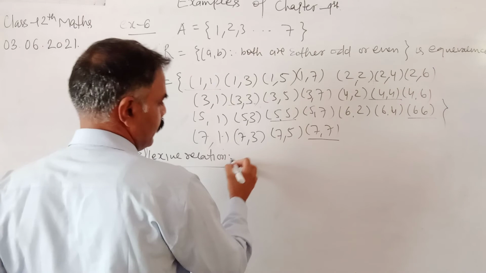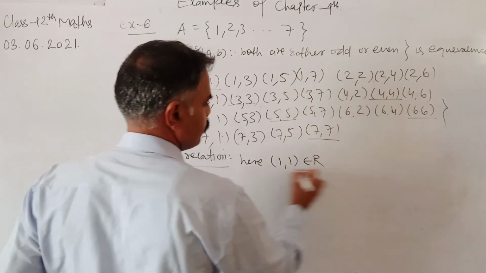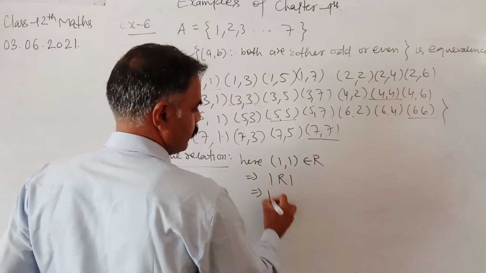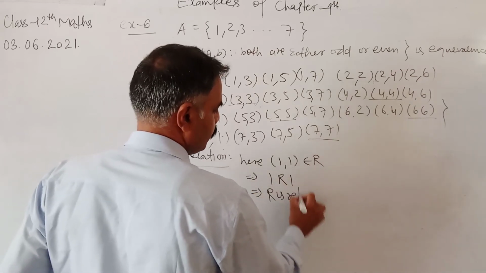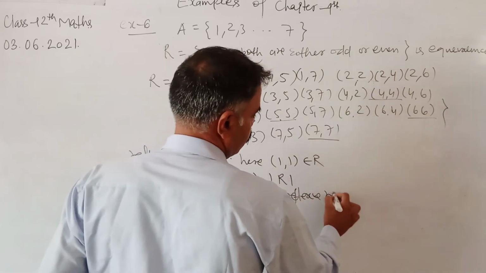Here (1, 1) belongs to R, meaning 1 is related to 1. It means relation R is a reflexive relation.